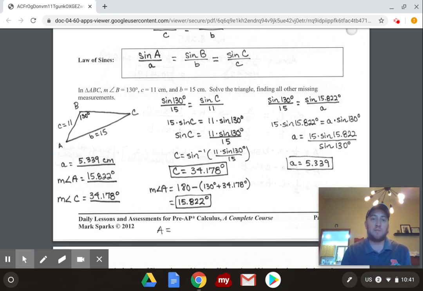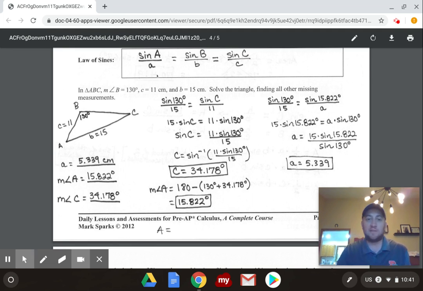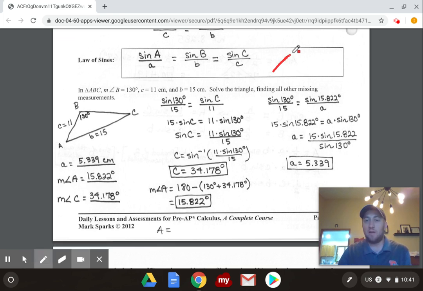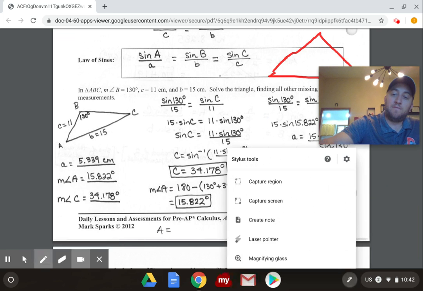Law of sines is probably the easiest to use. If you look there, it says sine of angle A over side A is equal to sine of angle B over side B, which is equal to sine of angle C over side C. So if I was just talking about this and I said, all right, here is a triangle that is not a right triangle. If I know three parts of that triangle, I should be able to solve for a fourth part.